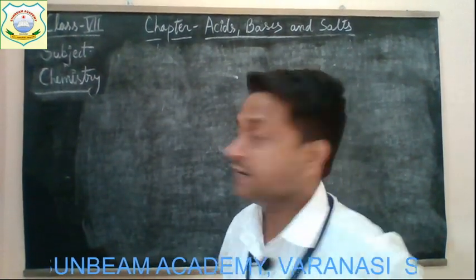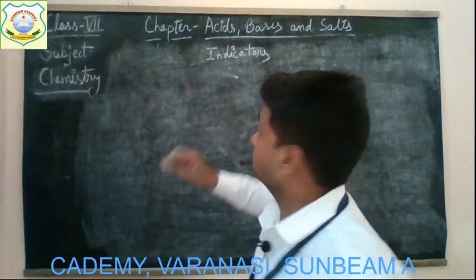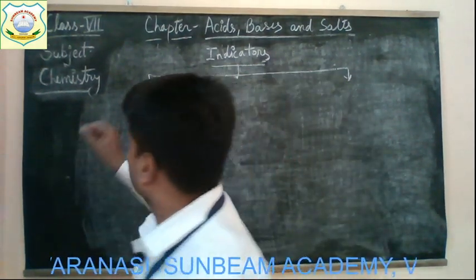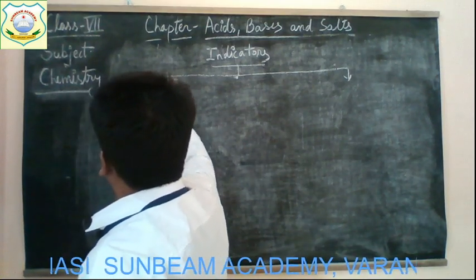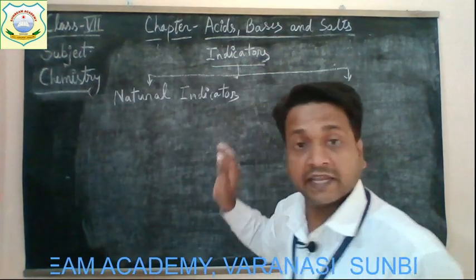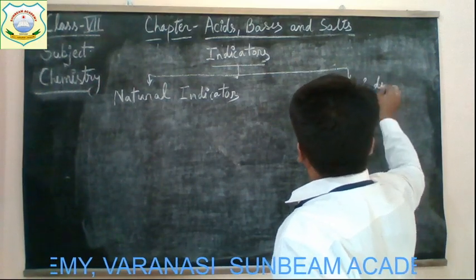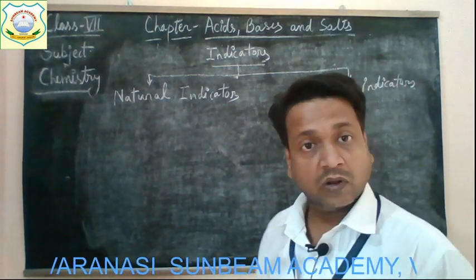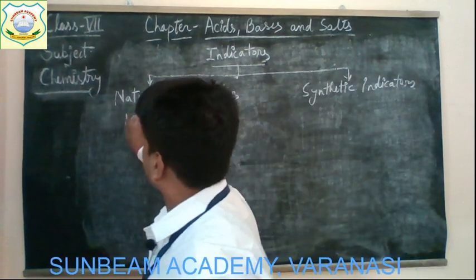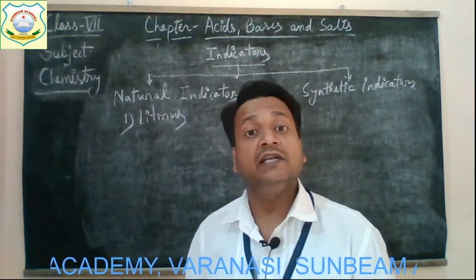Children, we can categorize the indicators in two groups. The first one is natural indicator, and the second one is synthetic indicator. Alright. An example of a natural indicator is litmus, which is one of the very common examples. The second example of a natural indicator is turmeric.